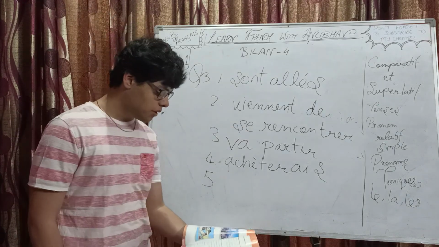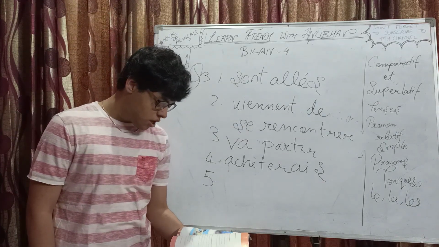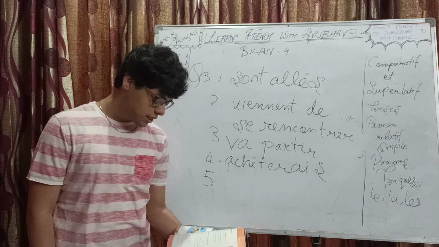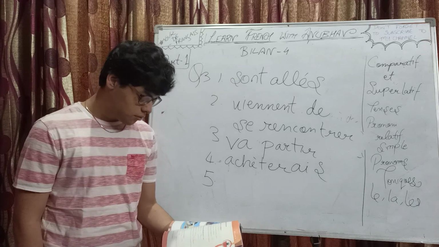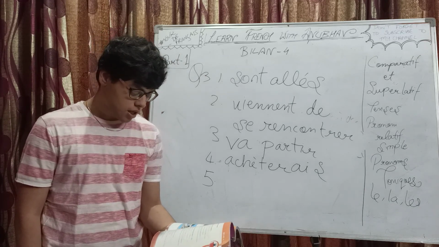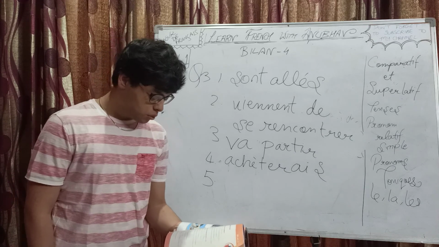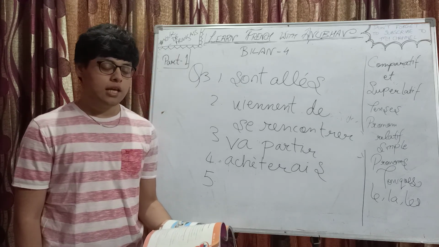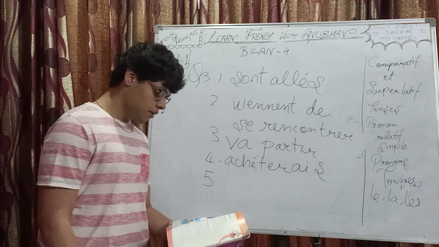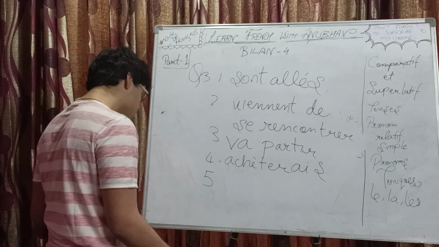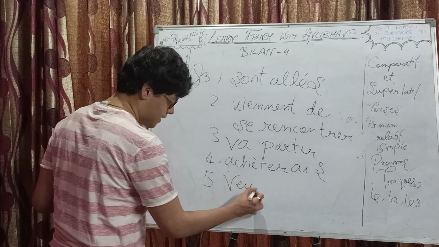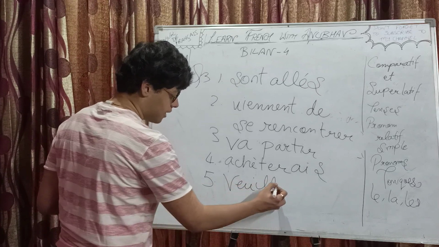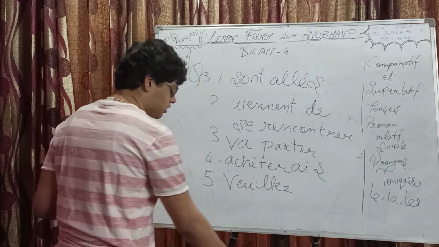And number 5, talking about number 5, we have: Remplissez cette fiche, monsieur. Okay, so fill this card, mister. So since the subject is not given here, we will be doing the imperative. So for vouloir, the imperative for vous is Veuillez. Veuillez. Question number 3 is over.